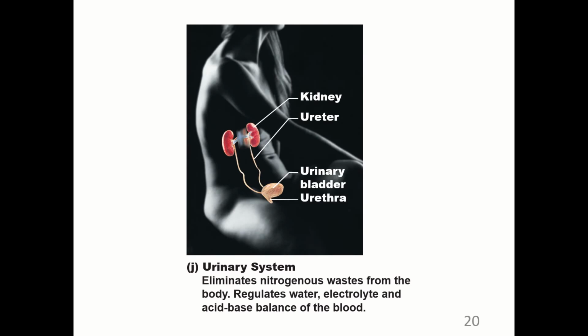The urinary system contains the kidneys, ureters, urinary bladder, and urethra. The kidneys eliminate nitrogenous waste from the body. They also regulate water, electrolyte, and acid-base balance of the blood. The filtrate from the kidneys becomes urine and travels down the ureters to the bladder, where it is stored until it is expelled through the urethra.